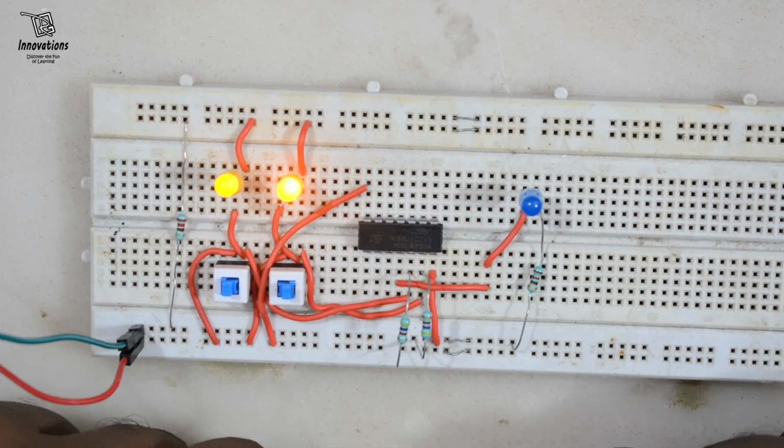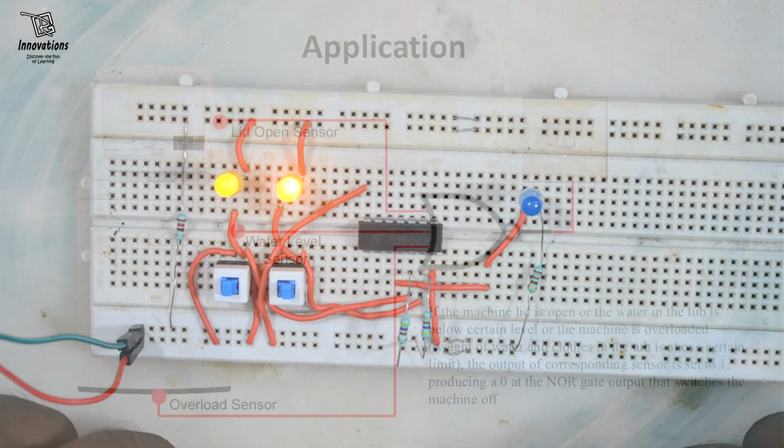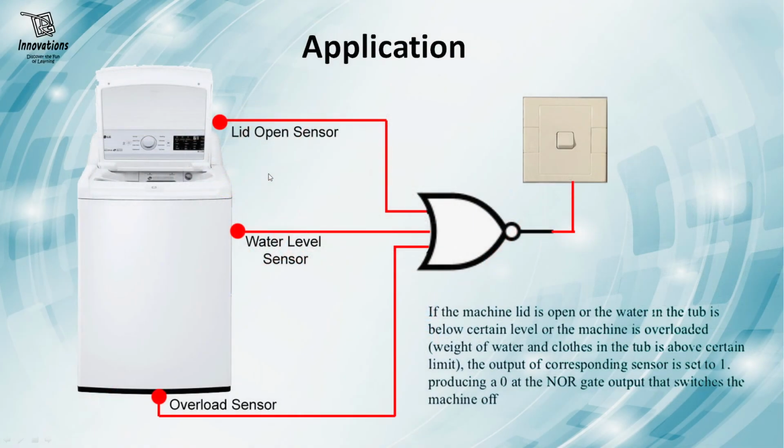Now let us know what a real life application of a NOR gate is. Let us consider the situation of a washing machine. When the washing machine lid is open or the water in the tub is below a certain level or the machine is overloaded, that is, the weight of water and clothes in the tub is above a certain limit, the output of the corresponding sensor is set to 1.